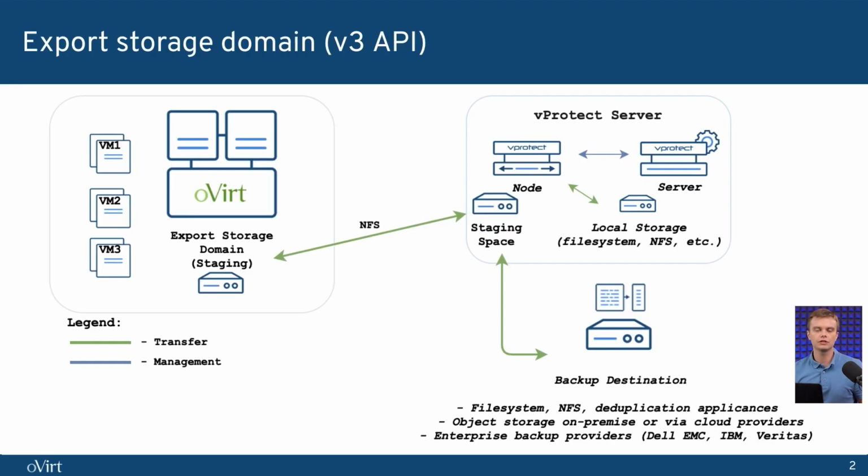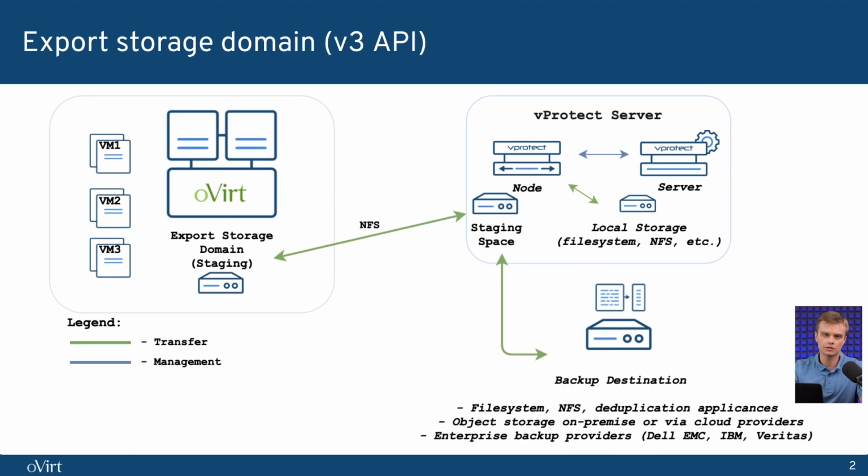This is a brief history of how we started. We started with the version 3 API with export storage domain. From the developer's perspective, you only need to invoke the export process on the snapshot that you have created. So you need to create a snapshot. Unfortunately, you also need to create a clone of the VM, which takes additional time. Then you could export this clone to your staging space, grab the data and put it somewhere where you would like to store it.